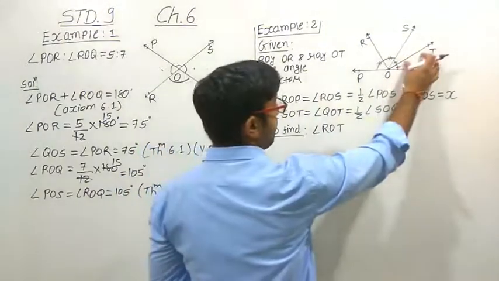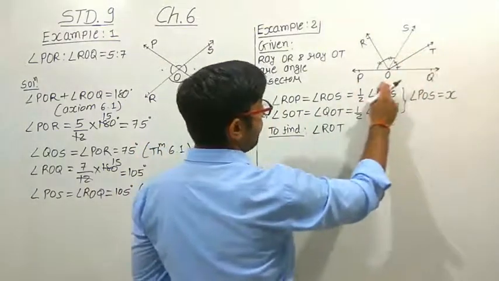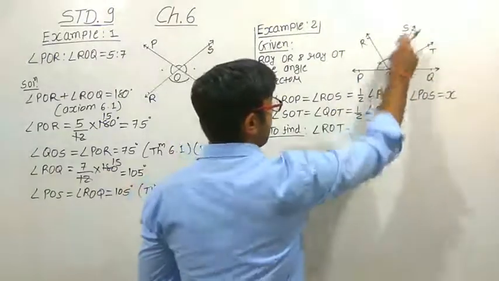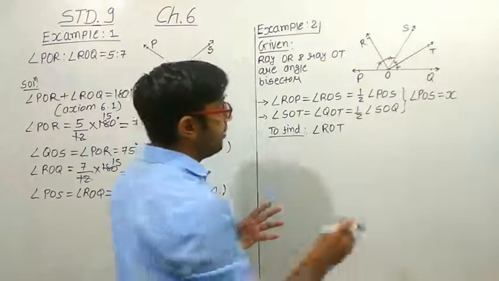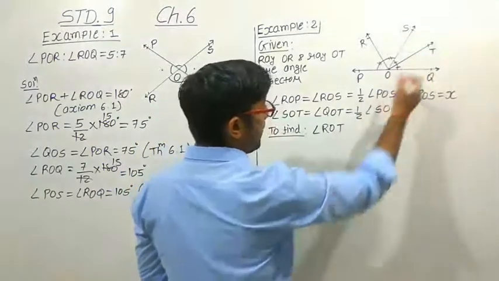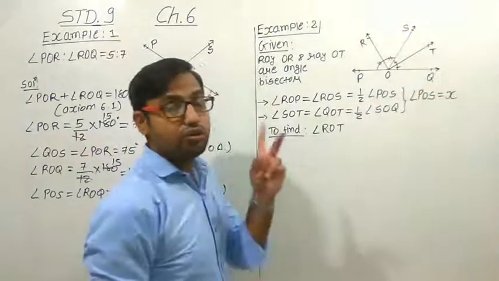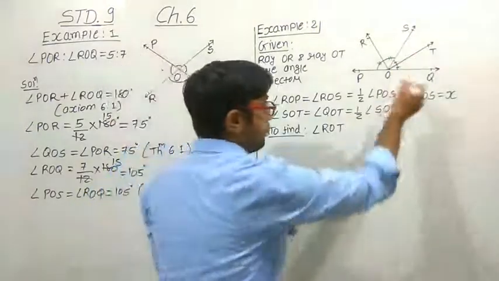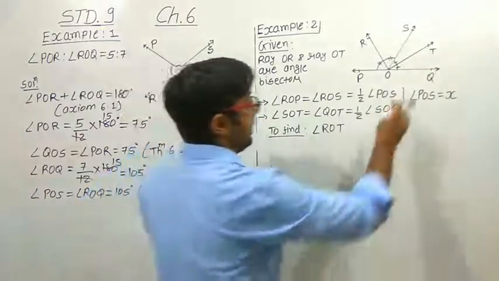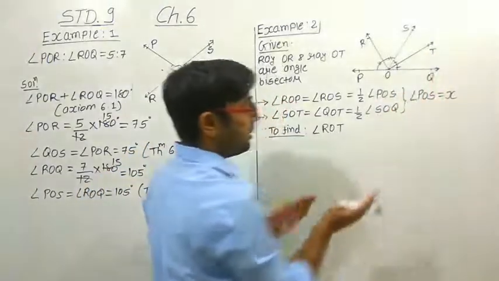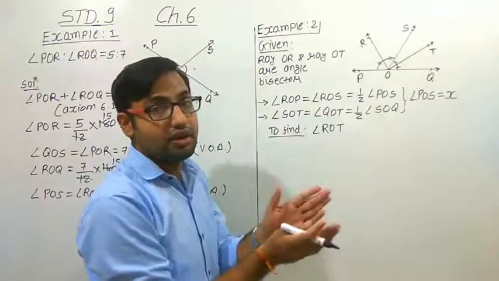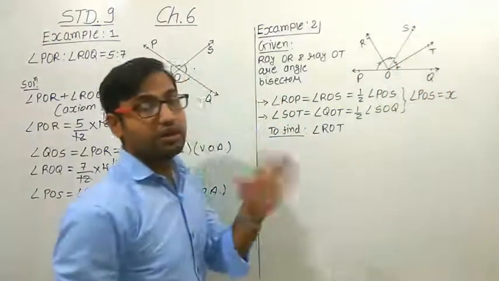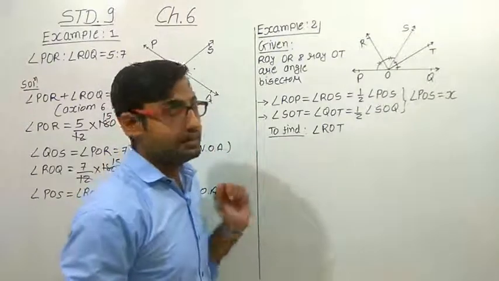Now these two rays, OT. So see, first of all, POS and SOQ, two angles are formed. Now OT is a ray which divides the angle SOQ into two equal parts. That is called the angle bisector. If SOQ is 60 degrees, then OT divides it into two parts of 30-30. That means SOT is 30 and TOQ is also 30 degrees. That is called the angle bisector.